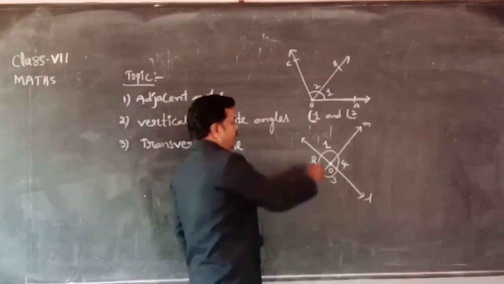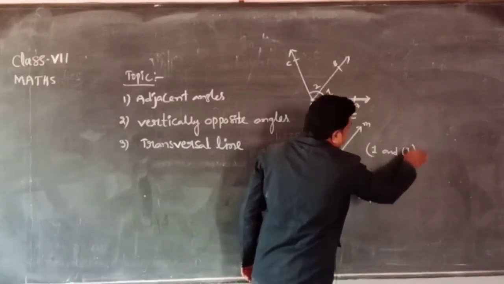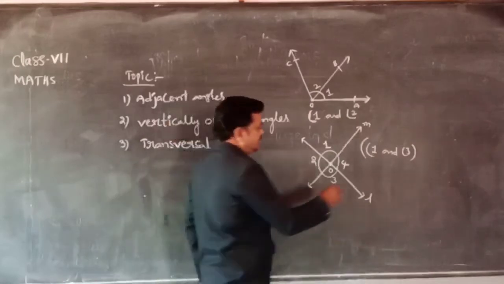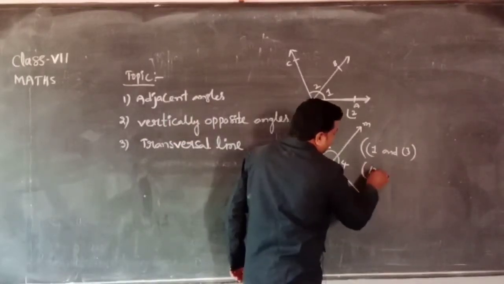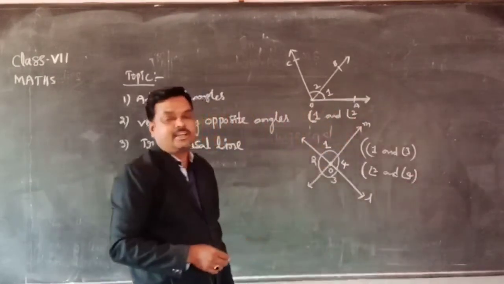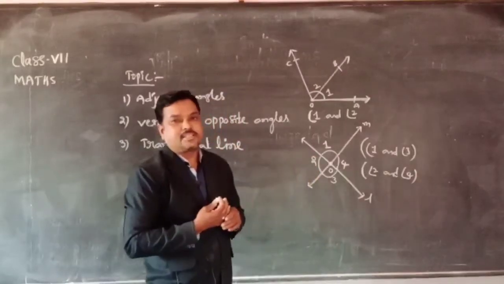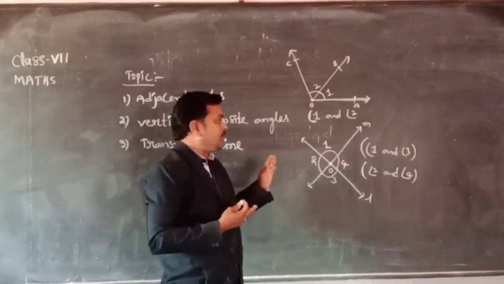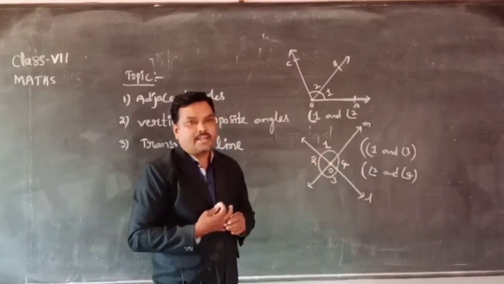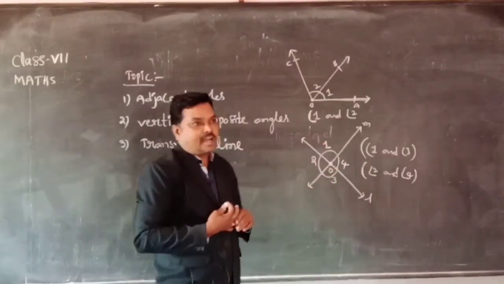So here angle 1 and angle 3 are one pair of vertically opposite angles, and angle 2 and angle 4 are another pair of vertically opposite angles. The meaning of vertically opposite angles: in the plane, when two lines are intersecting, they form four angles, and of these, two pairs are vertically opposite angles.